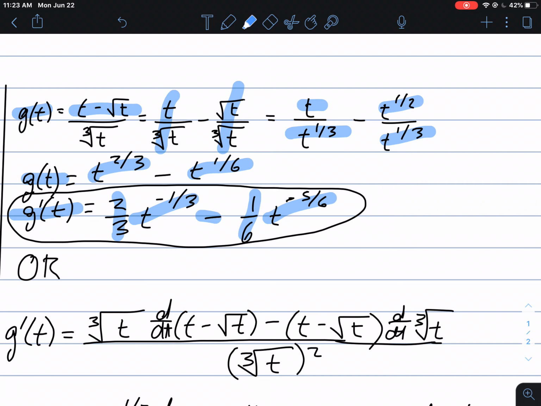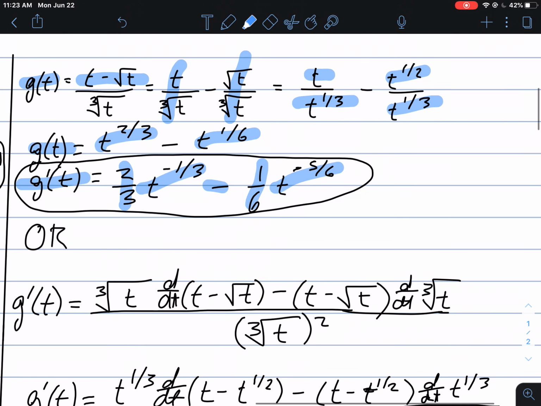Now, here's the alternative. So I went ahead and started back with the original function, t minus square root of t over cube root of t. And okay, let's try to do this using that quotient rule just to show you what happens here. So quotient rule says low d high minus high d low over low squared. So here's our low d high minus high d low over low squared.